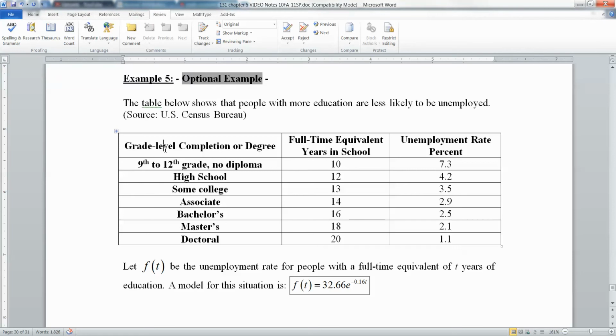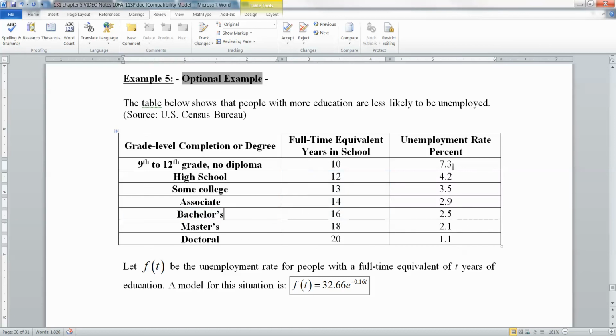These are the grades that you had completed or got a degree from. Let's say you have a high school education. If you have your high school diploma, then you've completed about 12 years of schooling. If you have some college, then that's 13. But if you actually finish your associate's degree, that counts as 14, even though most associate's degrees take longer than 2 years to obtain, usually because people are working full-time jobs at the time.